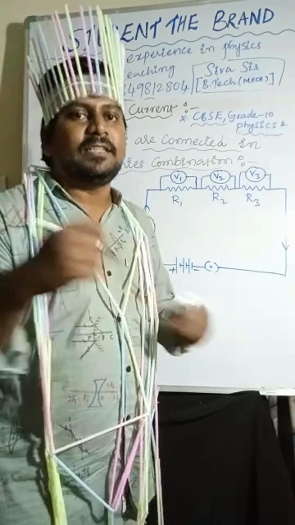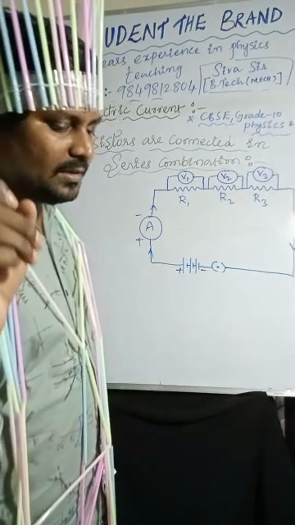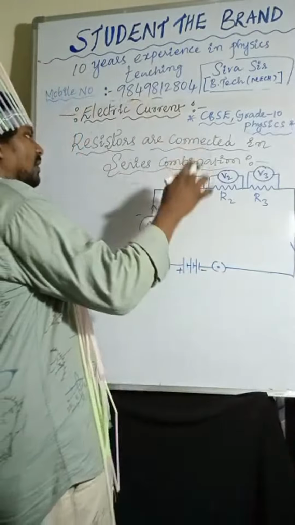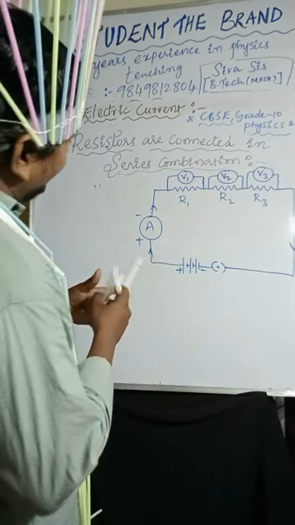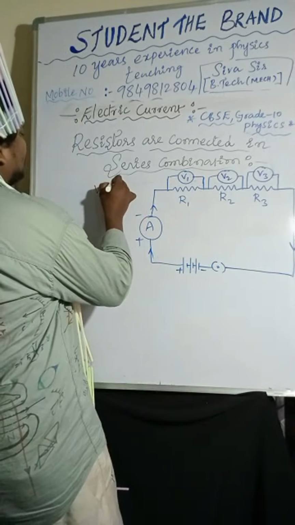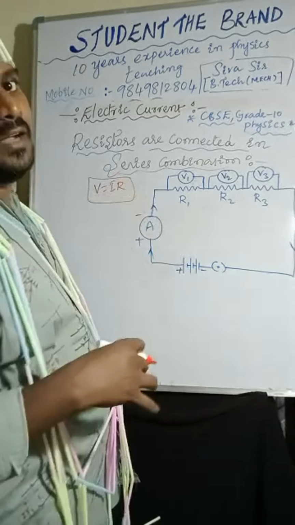Resistors are connected in series combination. Here, from Ohm's law, V is directly proportional to I, V equal to IR.